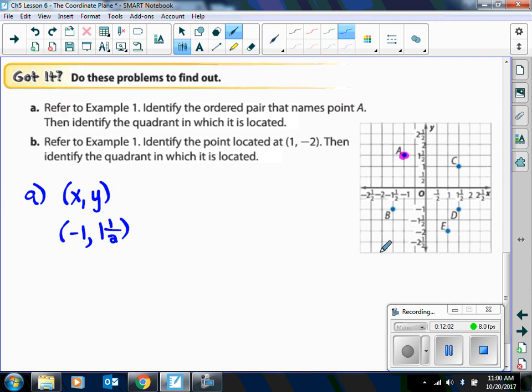Now what quadrant is that in? Don't forget. Right, that is quadrant 2. And we're going to write that as a Roman numeral, sorry.